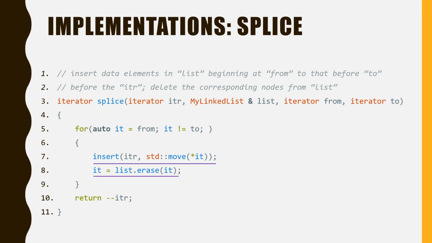The implementation is also straightforward, as we can simply call the insertion operation in line 7. The only place we need to be careful is in line 8, where we need to specify the object list when erasing the data elements that have been spliced in. In other words, the erase function should be called from the second linked list where the data elements originally come from and not from the current linked list.